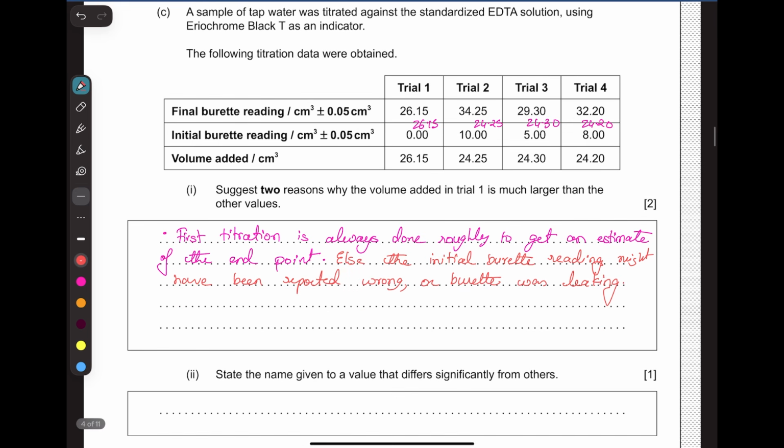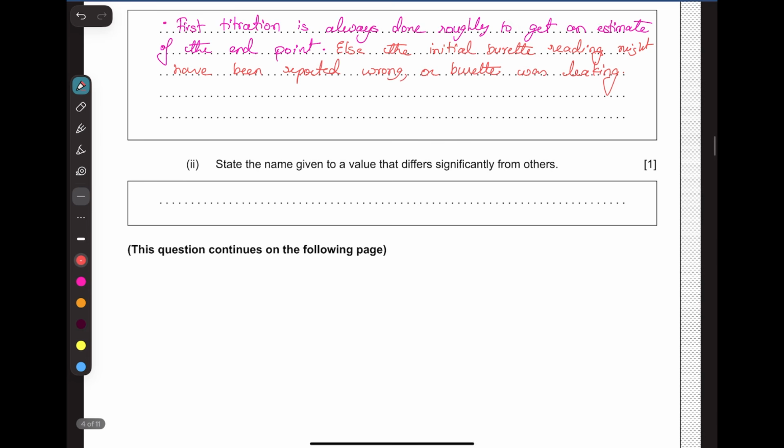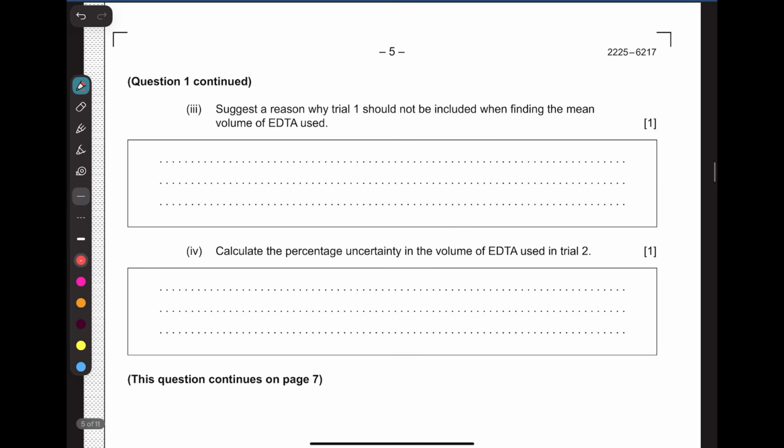Done. State the name given to a value that differs significantly from others, like even from statistic terms, it's outlier. Okay. Suggest a reason why trial 1 should not be included when finding the mean volume of EDTA used. Because trial 1 gives you a huge value, and you know this value is not right. So if you use this value, then the mean value would come out very high. So that's why we cannot use it.